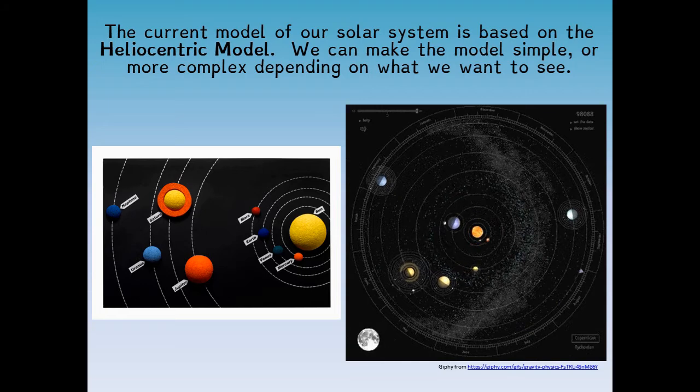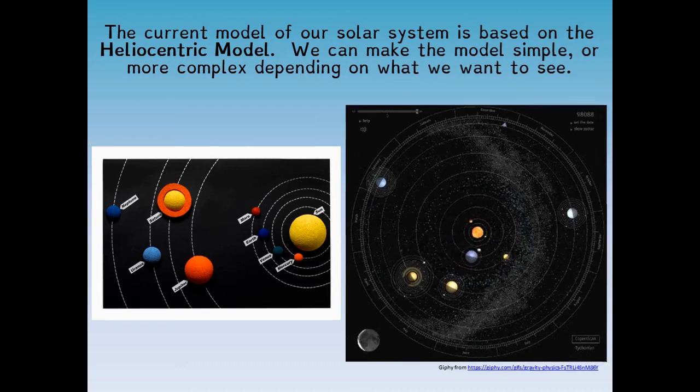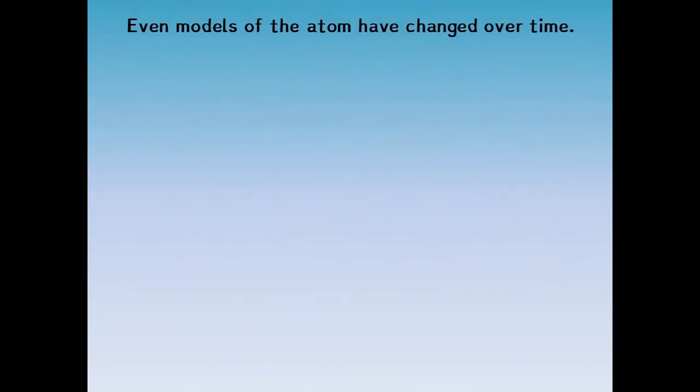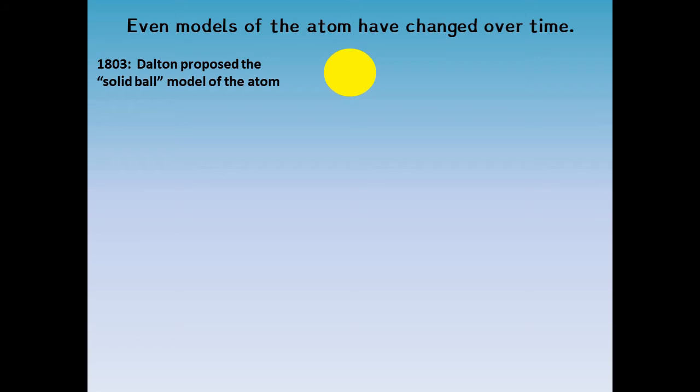The current model of our solar system is based on the heliocentric model. We can make the model simple or more complex, depending on what we want to see. Even models of the atom have changed over time. In 1803, Dalton proposed the solid ball model of the atom, which is essentially nothing except for a solid ball, kind of like you'd see on a pool table.